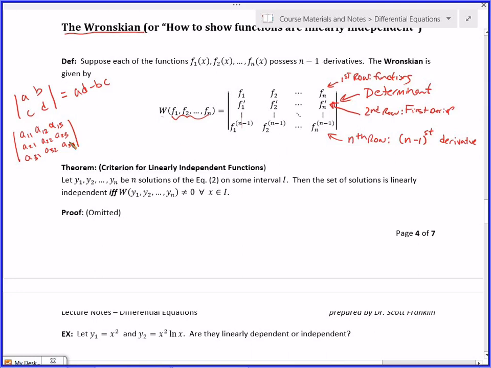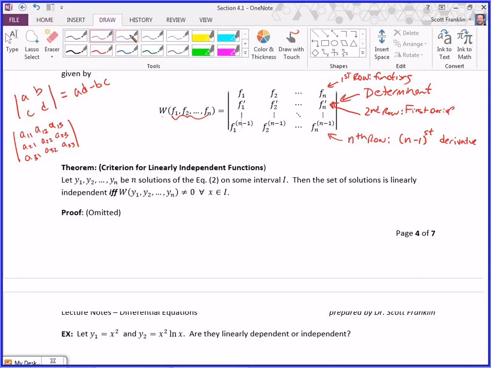Okay, so for the determinant of 3 by 3s, there's also a shortcut. Do you remember it?